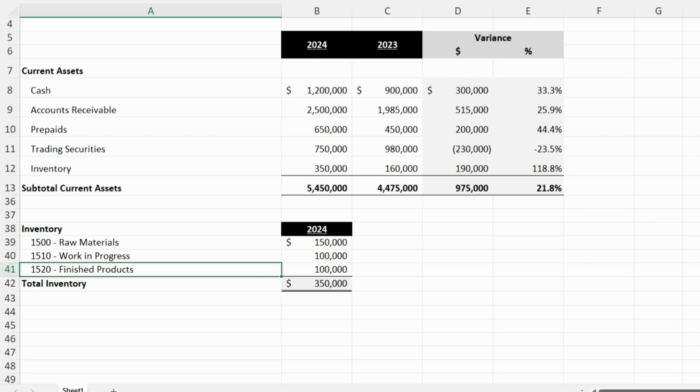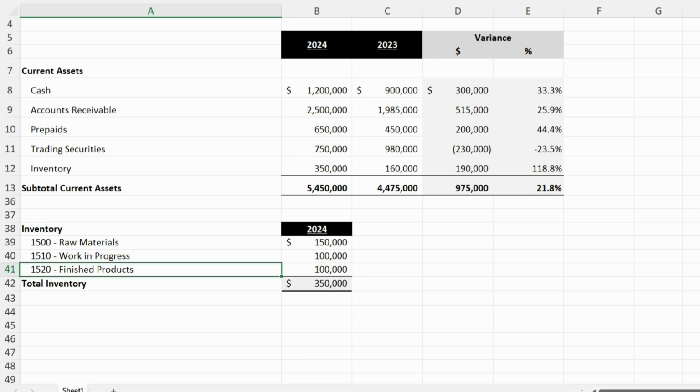Inventory. This is going to reflect our progress of making whatever we are selling, whether it's raw materials that we've bought to make our widgets in this example, whether our widgets are a work in progress. We're currently putting them together, but they're not quite finished yet. We've used some of our raw materials, we've used some of our labor, but the product's not finished yet. And then we have our 1520 account, the finished products. These we have finished, but we have not sold them yet. It's not part of cost of goods sold.